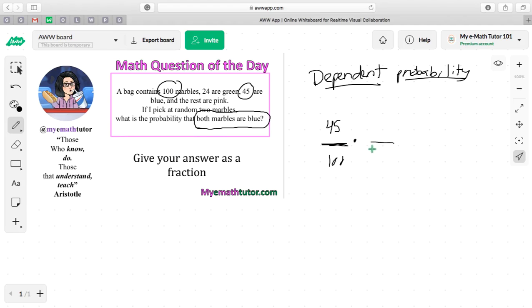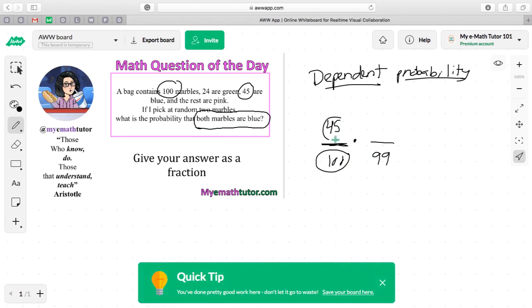Well, but this is the thing. When you grab the marble, instead of 100, now you have 99. Instead of 45, now you have 44. Therefore, your answer is going to be 45 times 44 over 100 times 99.